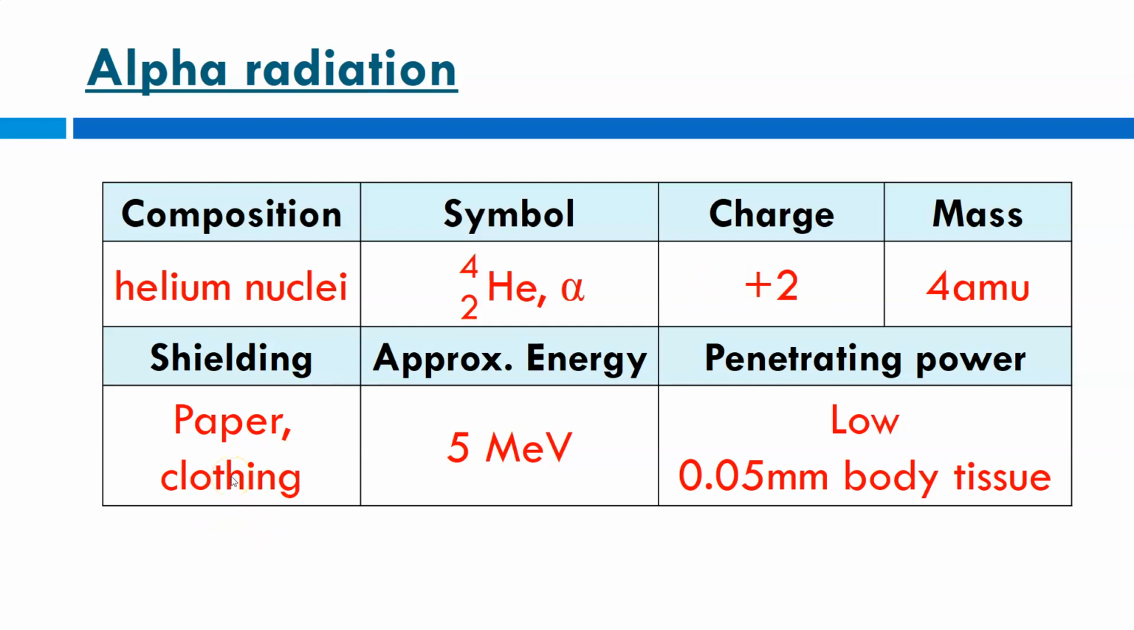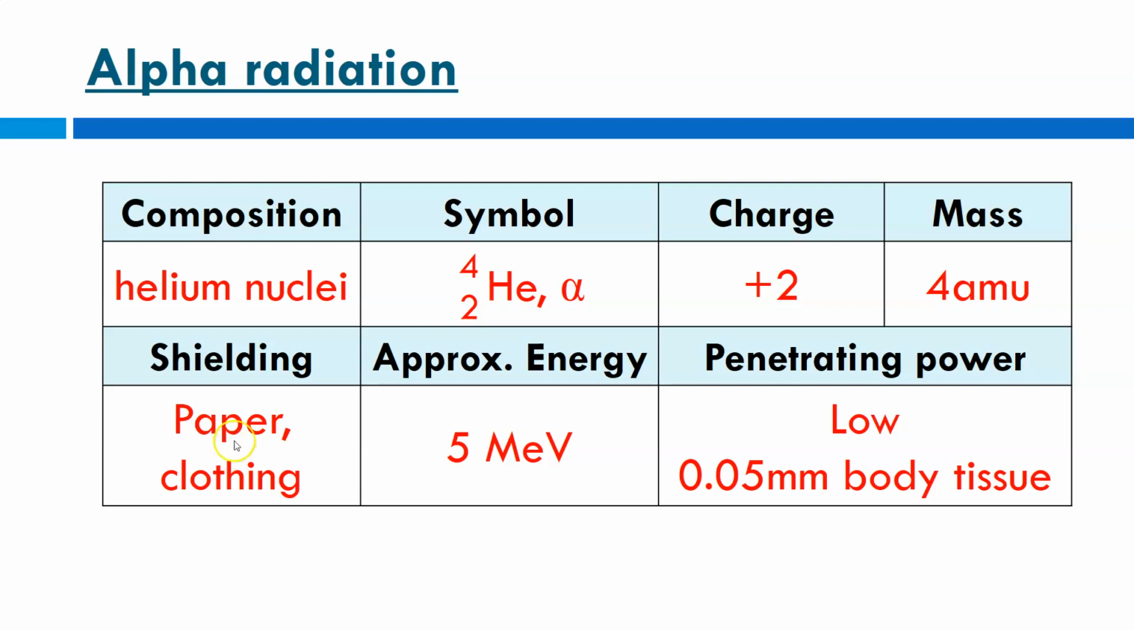If you use a piece of paper or clothing, like if you have a shirt on, the alpha particles can't go through it. So even though they can be dangerous, they are slower moving than the other particles, and so you can stop them with something as simple as a piece of paper or wearing a shirt.